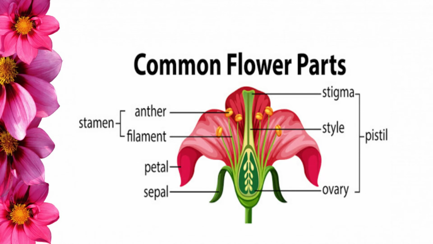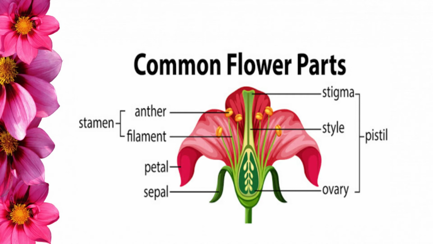Sepal is a green leaf that protects the flower during the bud stage. And next is petal. Petal is the colored part. It attracts insects, and we are also attracted towards the flower by seeing its color. And petal protects the inner reproductive organs, the ovary and ovules.